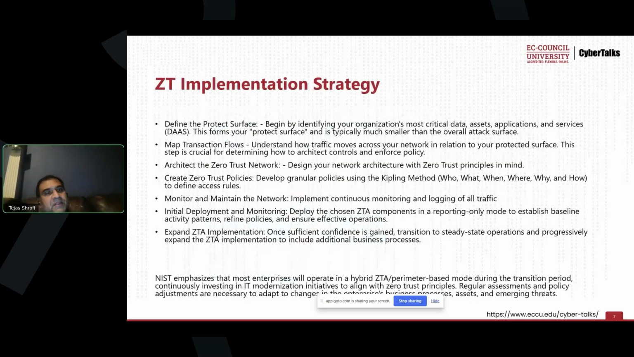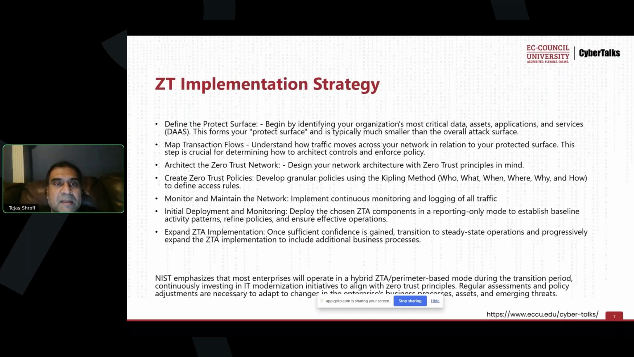So what is the implementation strategy? Typical core technical components, right? You define your protect surface. You define what needs to be protected. You identify the most critical data, assets, applications, and services, and this forms your protect surface, right? And obviously your protect surface should typically be smaller than the overall attack surface.